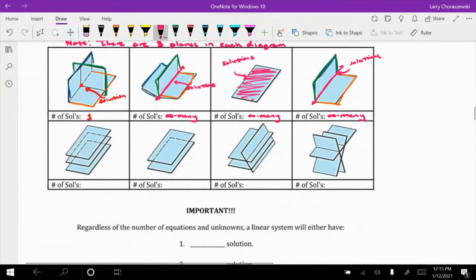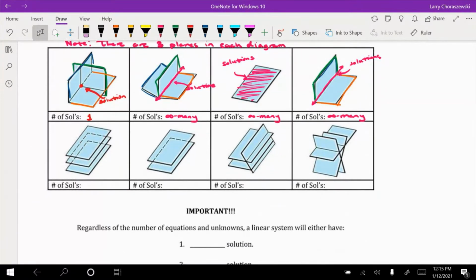So let's look at some other scenarios. We'll work on the bottom row now. Here we have three planes, and just by virtue of the way these things are drawn, it appears as though all three planes are parallel to each other. And I'll let you know that that's something that we can assume in this diagram. So all three planes are parallel to each other, but they're also all separated from each other. So do you think there's ever going to be a point that lies on all three planes at the same time? No. So the number of solutions to something like this is simply 0.